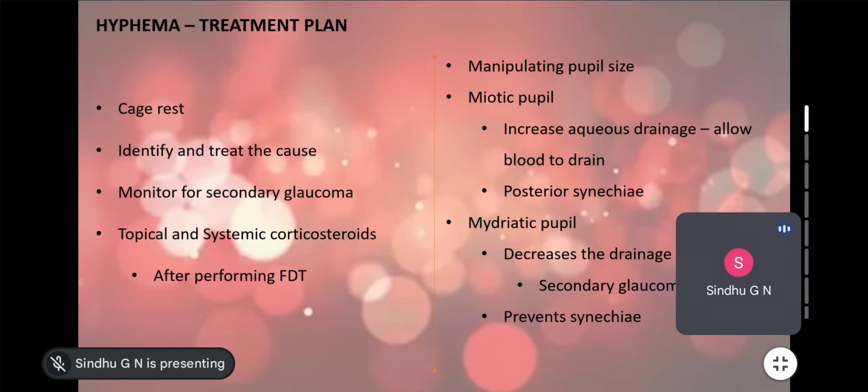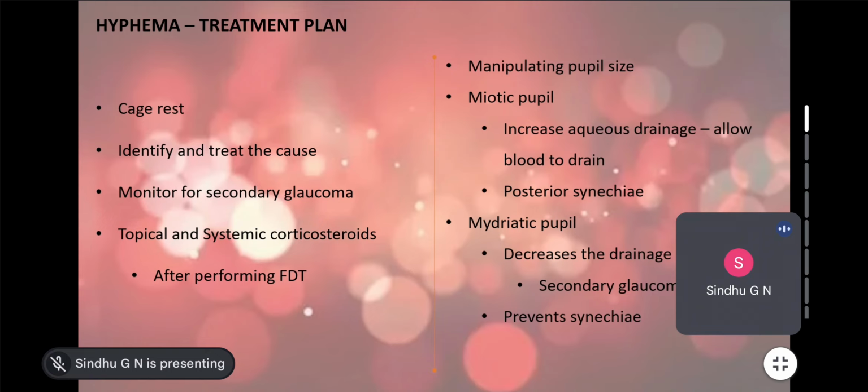And because of the blood and blood clot and later on fibrin formation, there are chances for secondary glaucoma to develop. So you have to keep monitoring and intervene as and when required. Then topical and systemic corticosteroids are recommended for treatment of hyphema only after performing fluorescein staining. If there is an ulcer, topical steroids are not indicated.